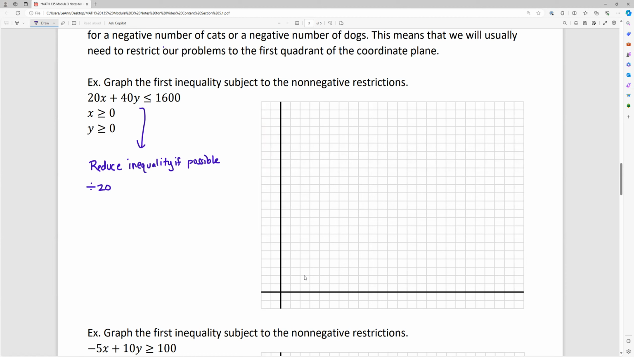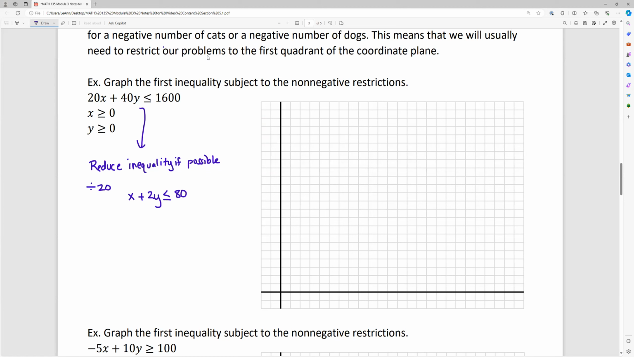So 20x divided by 20 would just be x, and then 40y divided by 20 would be 2y, and then 1,600 divided by 20 is going to be 80. So this is just the simplified, equivalent version of that original inequality, because we're just multiplying or dividing by a non-zero number. So that's just going to help us out.